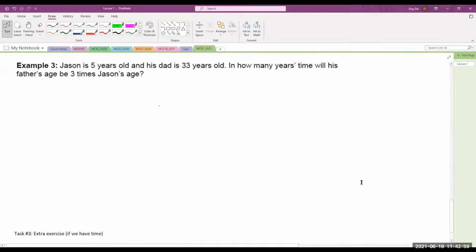Example 3. Evelyn, can you turn on your camera and also can you read the problem to us? Thank you so much. Jason is 5 years old and his dad is 43 years old. In how many years' time will his father's age be 3 times Jason's?